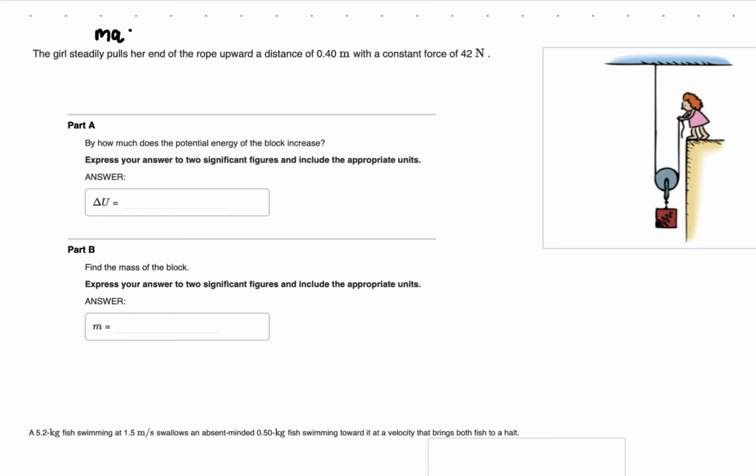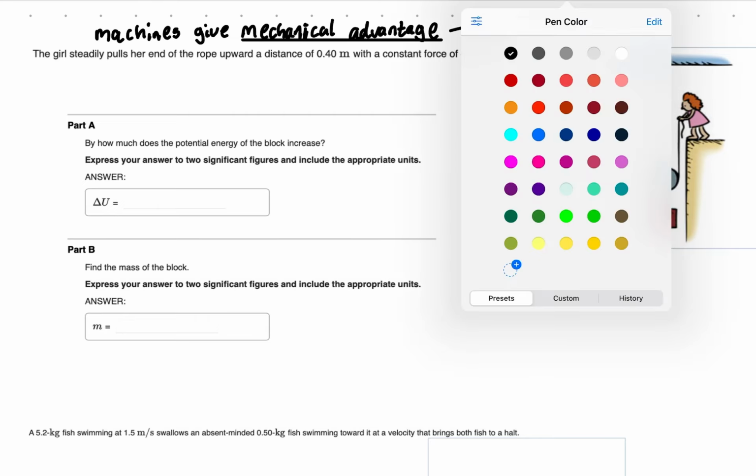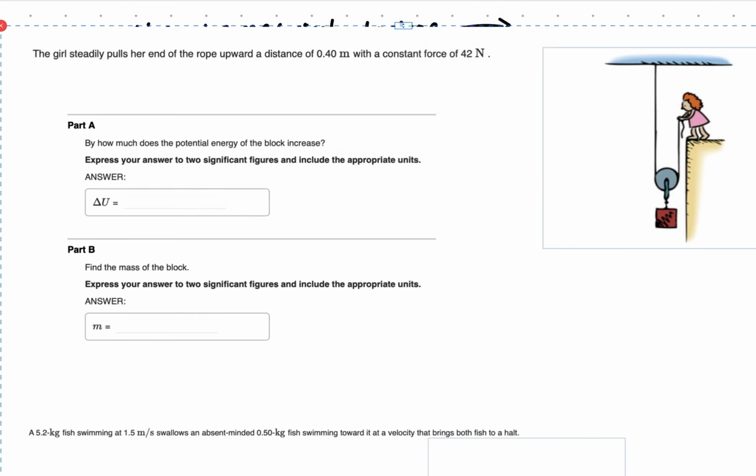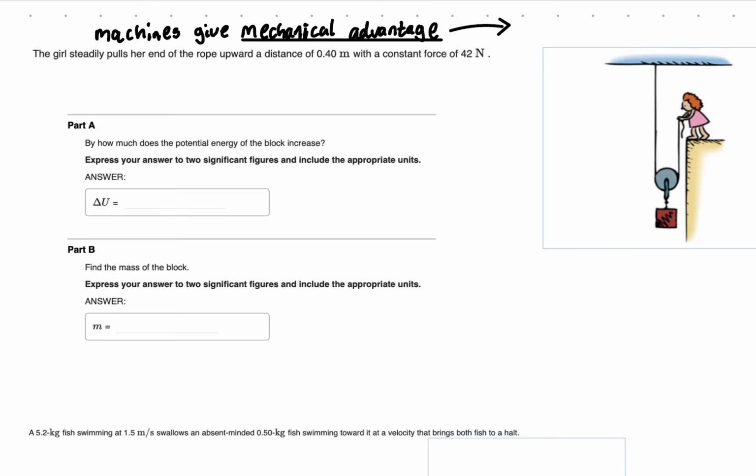So we have that machines give mechanical advantage. Those are some key terms for you. And what mechanical advantage means, what that particular jargon term means, is that it is a force multiplier. So it has a certain amount of input force that is going to be less than the output force. Okay? So the key idea here is that we have a relationship where we have F out greater than F in.